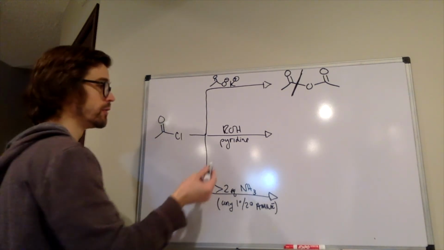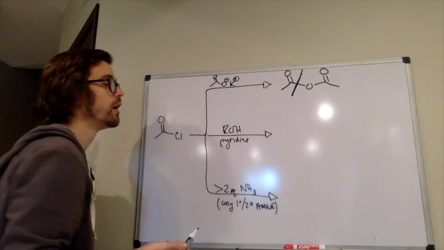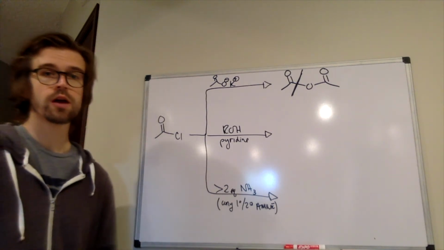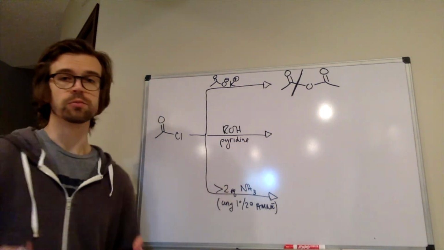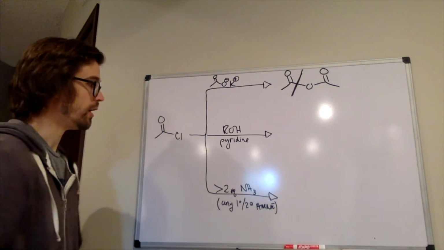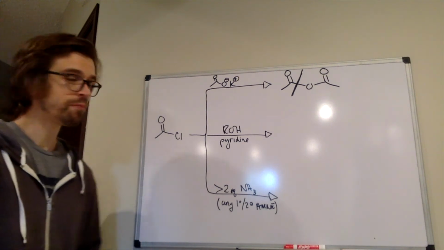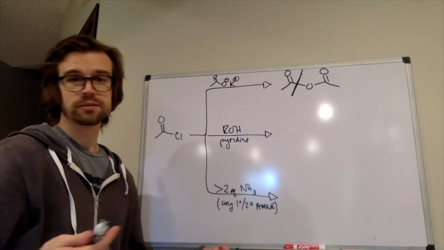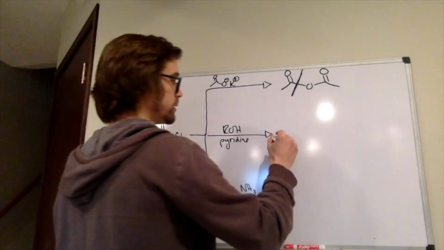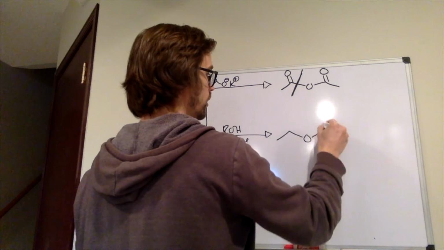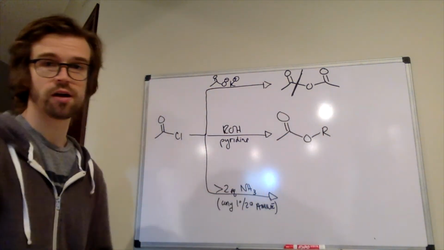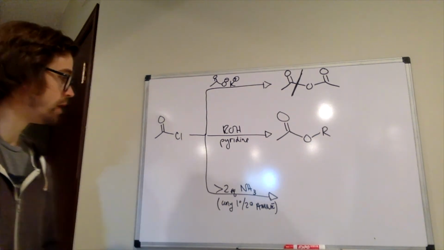What about if we treat it with an alcohol? Well, an alcohol is pretty much the exact same reactivity as a water molecule. We need the pyridine again to pull off that proton that is acidic. And it's going to go through the exact same mechanism that we just discussed with water to form our ester. So whatever that R is would be the R group that the ester would now have.